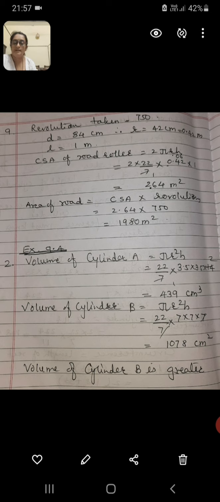Okay, so if you know the CSA, that is the area covered by the road roller in one revolution. The CSA of the road roller using 2 pi RH, we will get 2.64 meters square. So that much area of the road is covered by the road roller in one revolution. Now it has taken 750 revolutions, so we have to multiply by 750. That gives you 1980 meters square. So that much is the area of that particular road.